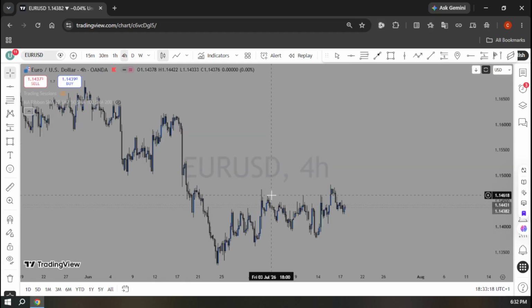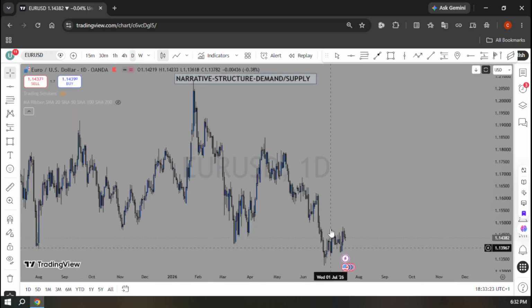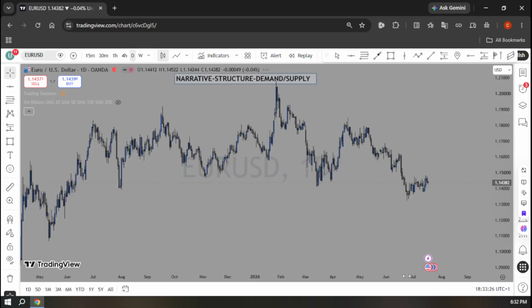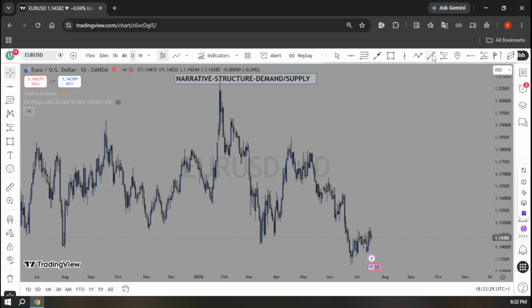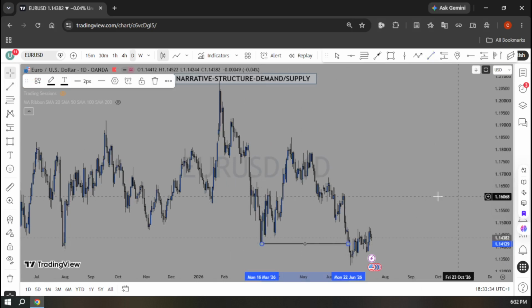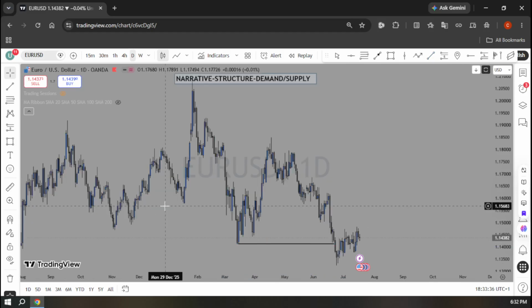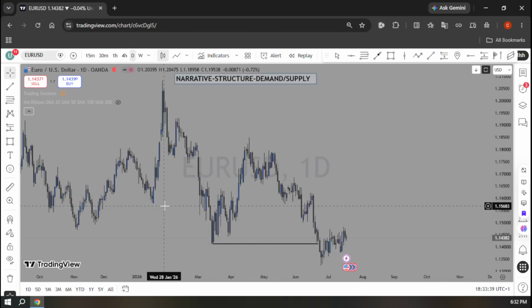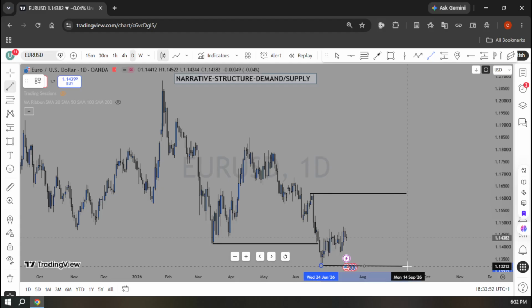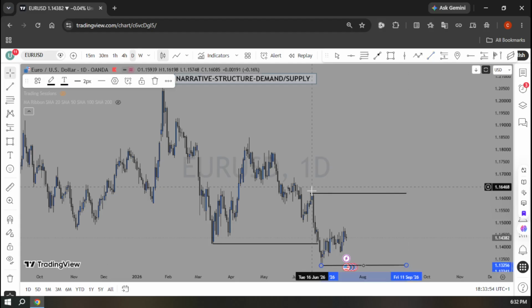We'll be moving to the Euro USD, and I'll be working from the daily here. From our daily, it's pretty clear to see that we have a break of structure. That's the first, and we have to determine our daily dealing range. And what is my daily dealing range on the Euro USD right now? My daily dealing range is this area, this high to this low. This is my daily dealing range.